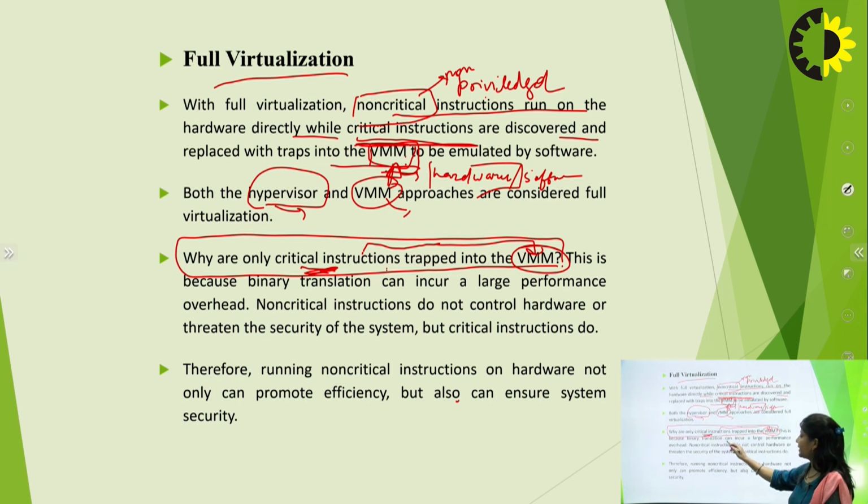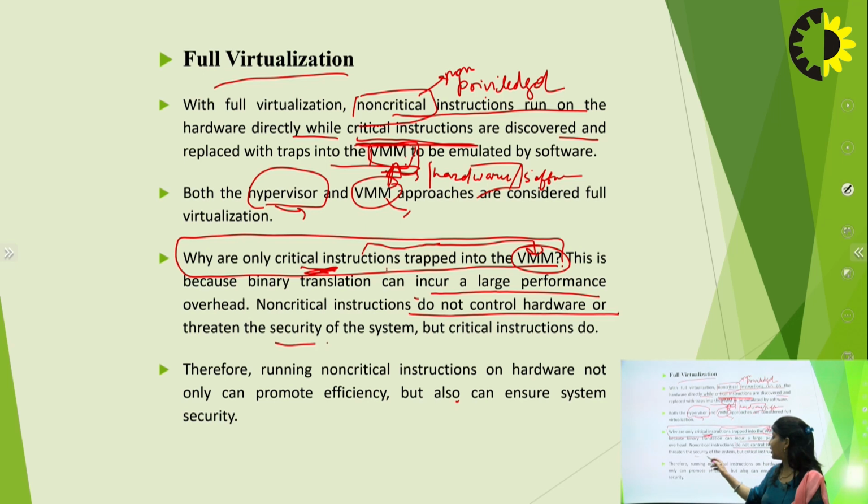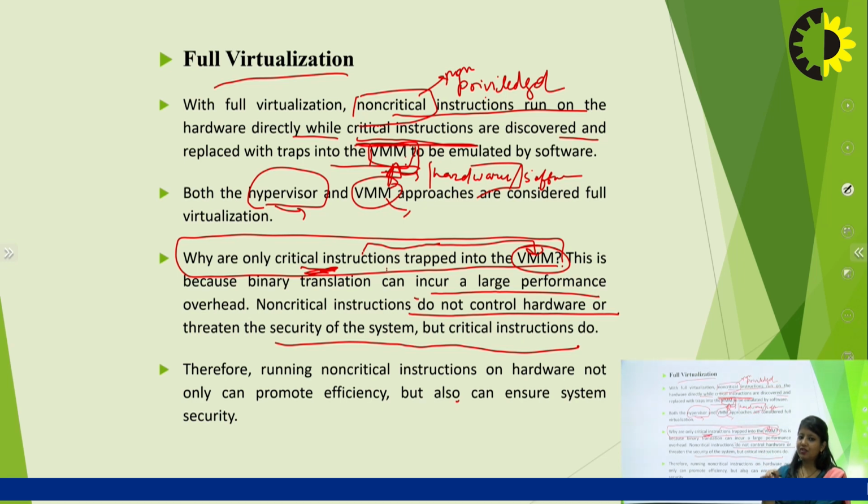This is because binary translation can incur a large performance overhead, and non-critical instructions do not control hardware or threaten the security of the system, but critical instructions do. So non-critical means user defined functions and statements, which can execute in user mode directly. But when the user executes any system call, that system call will generate a trap into the VMM, and the VMM will solve that trap by finding the library, the body of that function, and execute those instructions, providing support to the operating system.